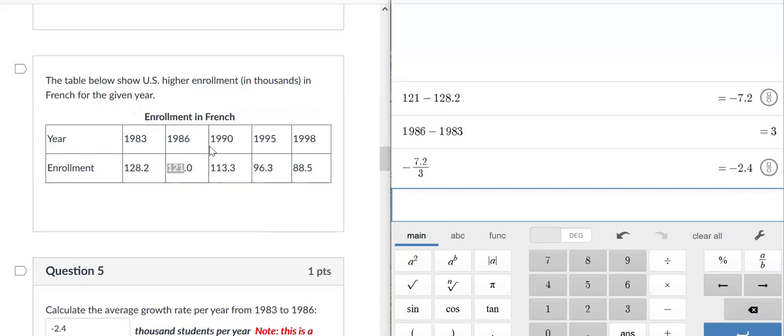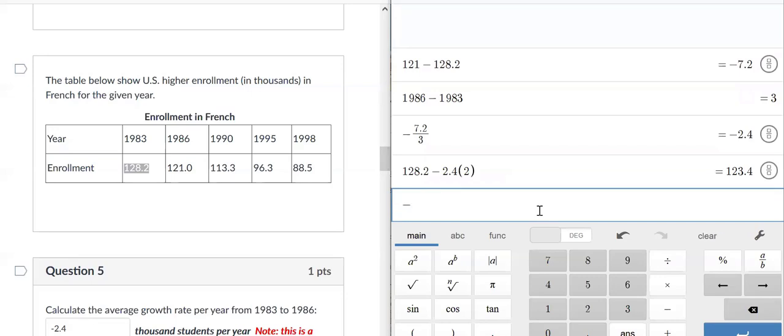So what we're going to do is say, okay, look, in 83 there was this many. That's 128.2 million, right? Or thousand, sorry. And by 84 you would subtract 2.4 thousand. And by 85 you'd subtract another 2.4 thousand. So you can go minus 2.4 times 2, right? Because the enrollment would have decreased by 2.4 thousand times 2, right?